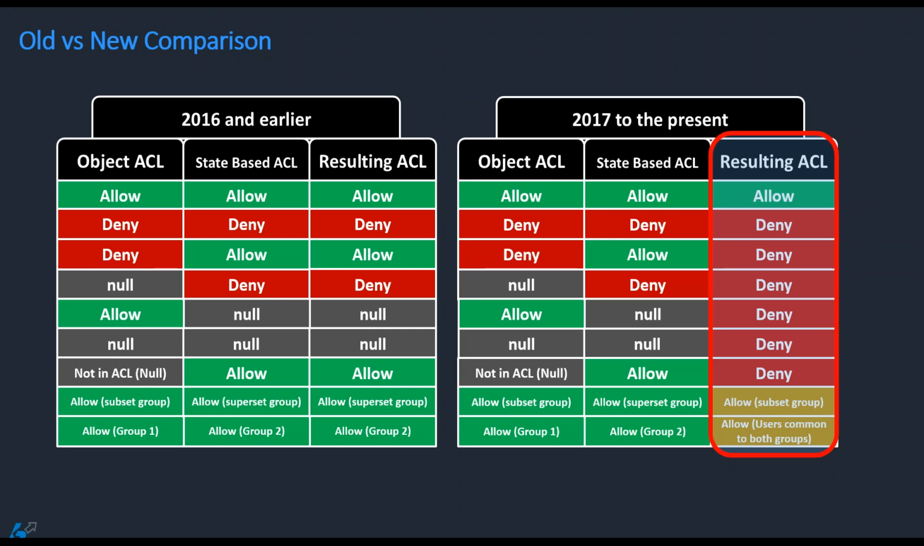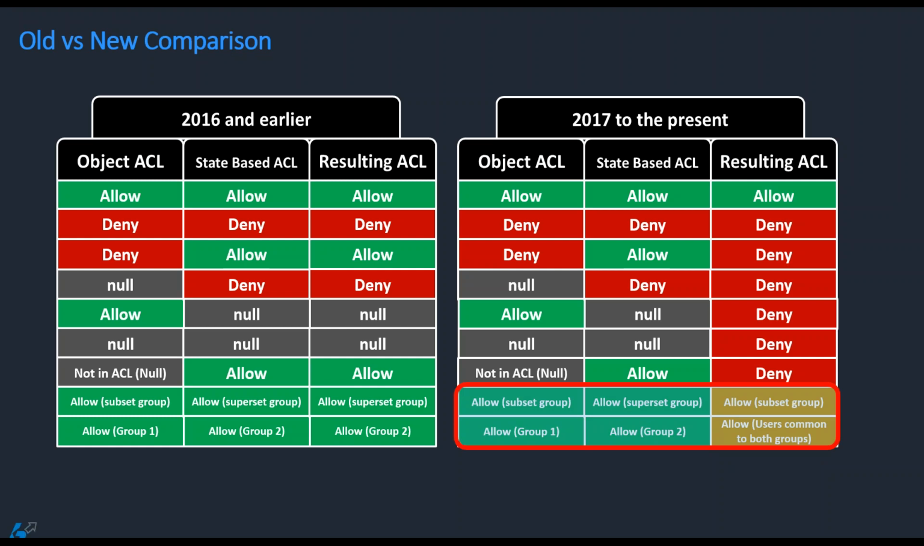In the next few slides, we're going to focus on the last two permissions of this table. If you have a subset group and a superset group with the same permissions, the resulting ACL will be the subset group only with the common permissions. Hopefully this will become more clear in the next few slides.